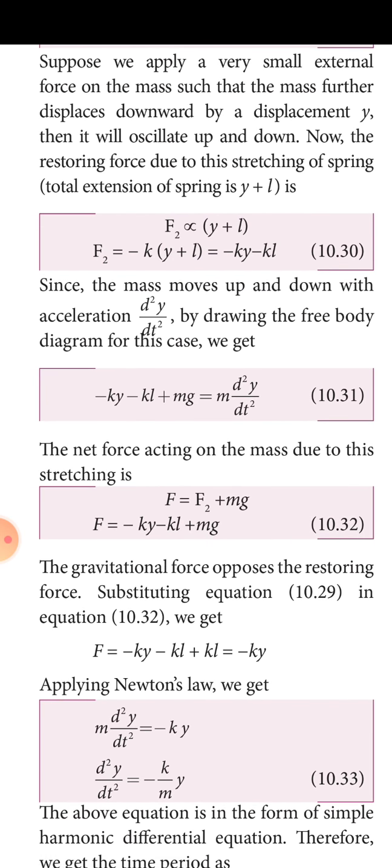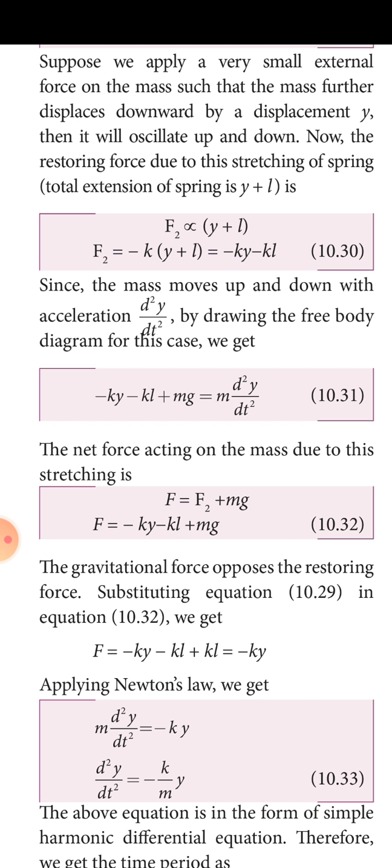Since the mass moves up and down with an acceleration d squared y by dt squared, because the object will be moving up and down, we choose y as the axis. So minus ky minus kl plus mg equals m d squared y by dt squared. After applying the free body diagram, we get this equation 10.31.